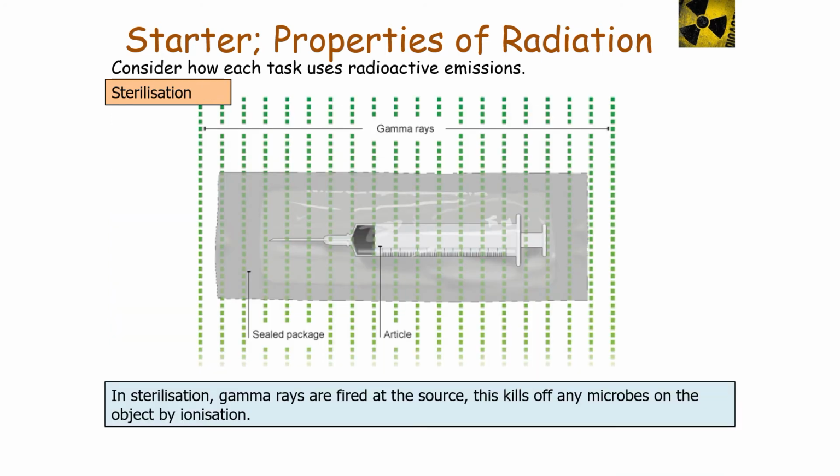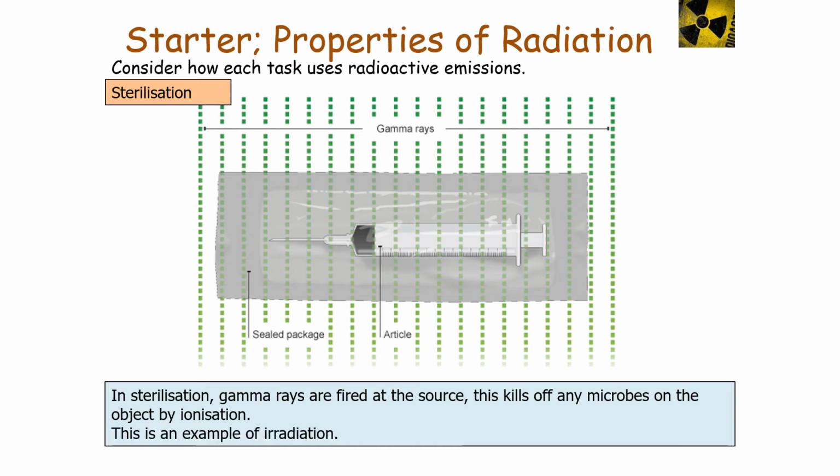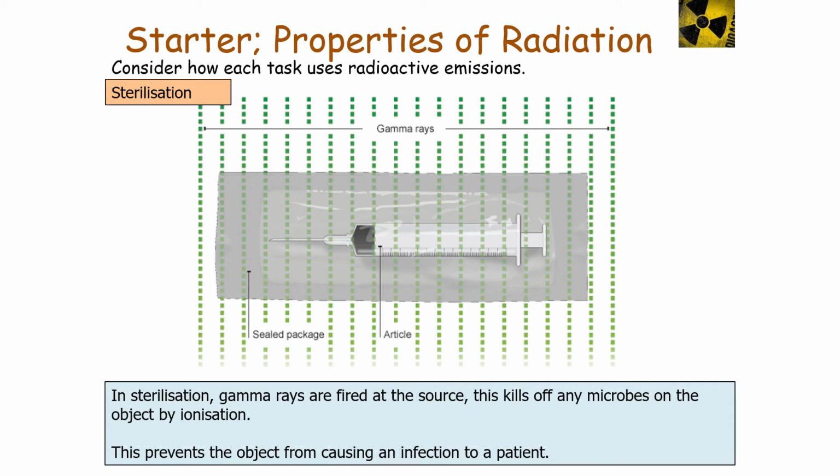Now, we also use radioactive emissions in sterilisation. In sterilisation, gamma rays are fired at an object, and this kills off any microbes on the object by ionisation, which is an example of irradiation. This prevents the object from causing an infection to a patient, and it's also used by supermarkets to keep food fresh for longer, because it's the microbes on the fruit and vegetables that make them go off.